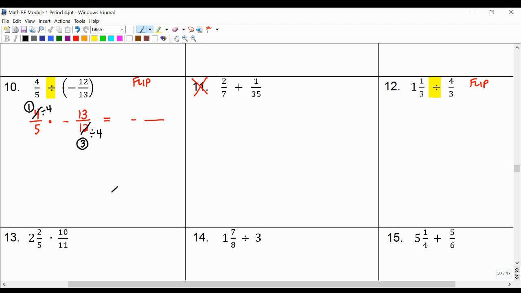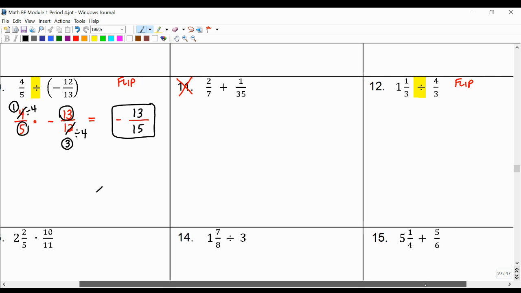Now we're going to multiply across. I'll even circle these. And don't forget that negative. 1 times 13 is 13, and 5 times 3 is 15. That is simplified, but always just double check.